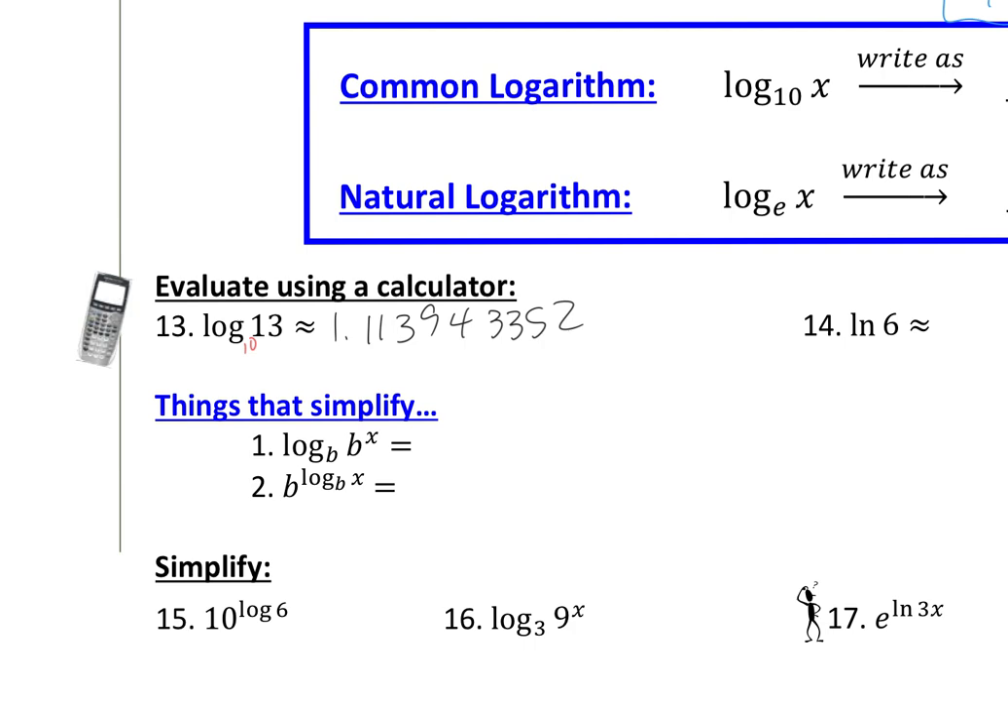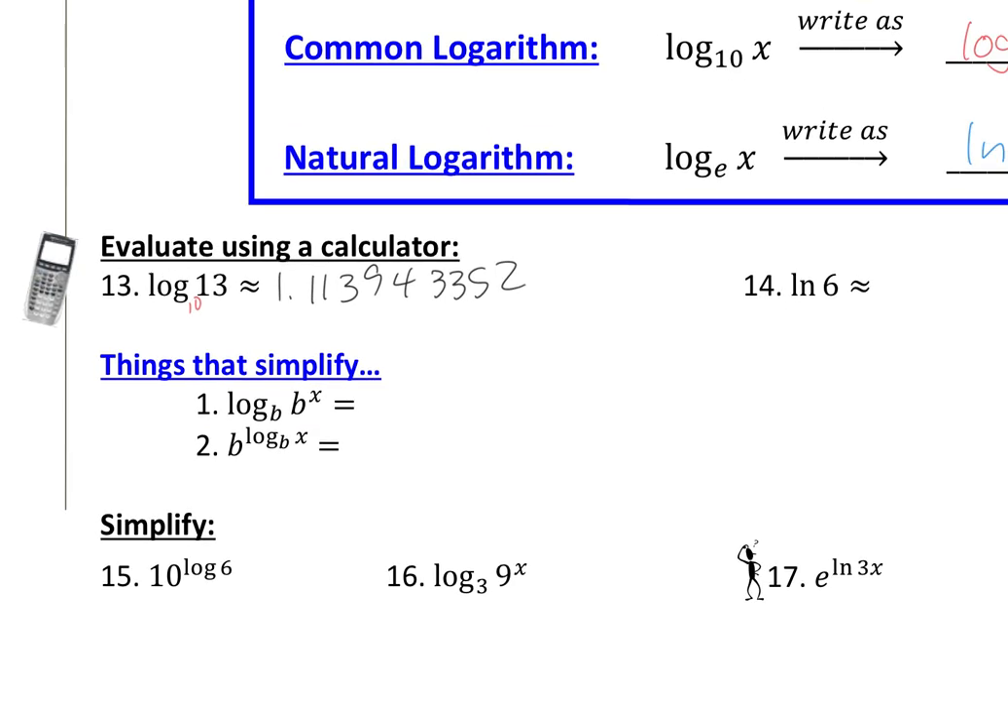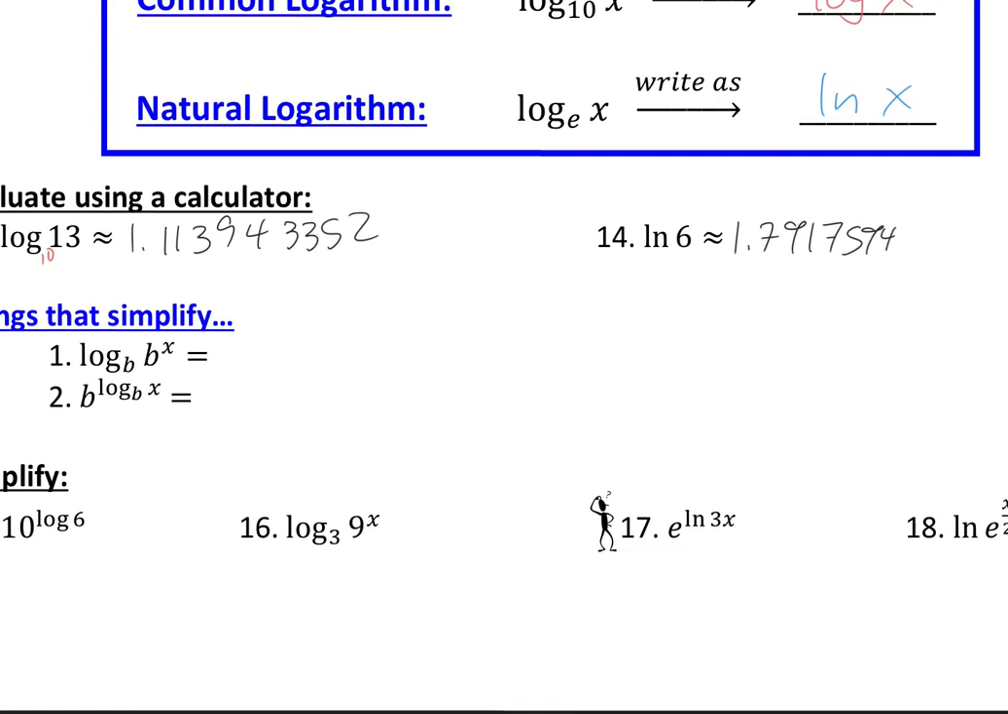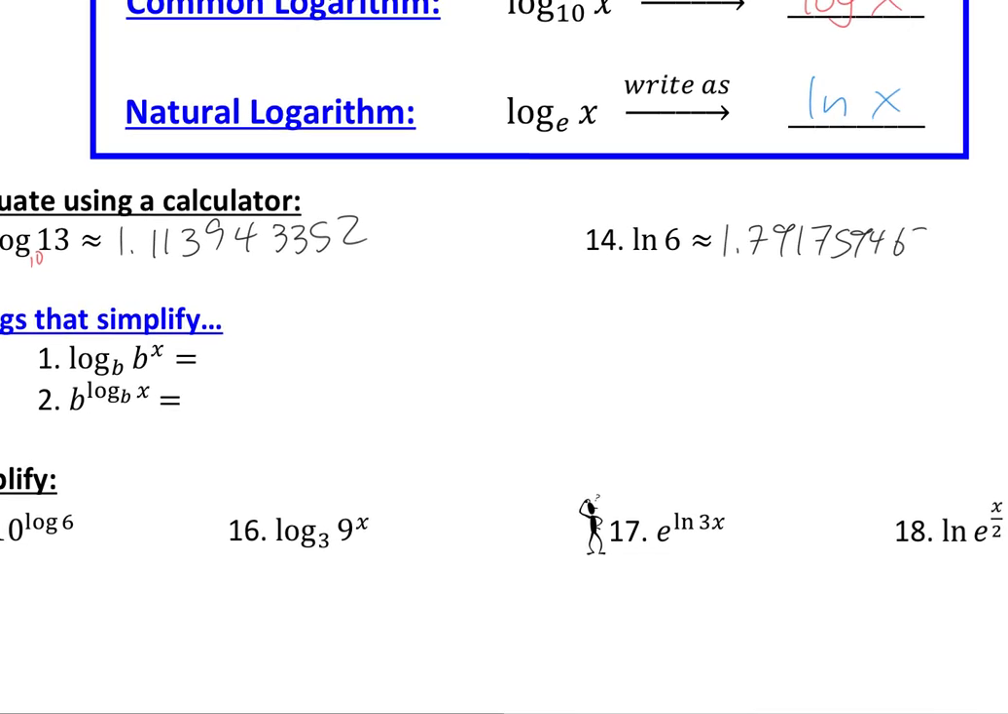I want you to do the same thing for the natural log of 6. You should find that button somewhere. So just literally ln of 6, and you should get 1.7917594469. Just try that on your calculator. If you're not getting that, then you need to come see me so I can show you how to use your calculator.